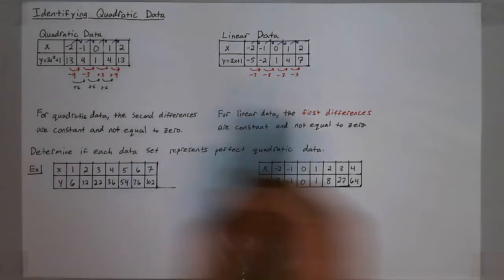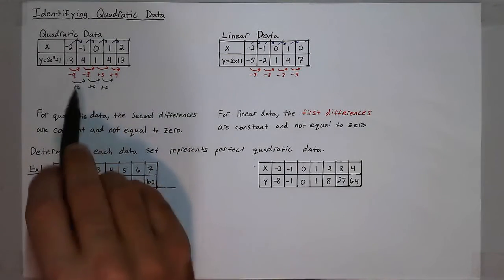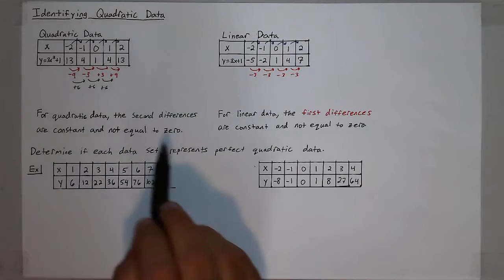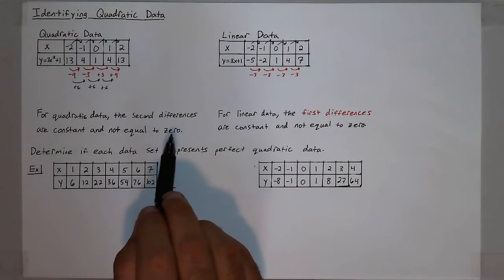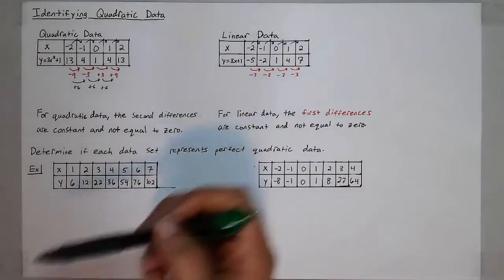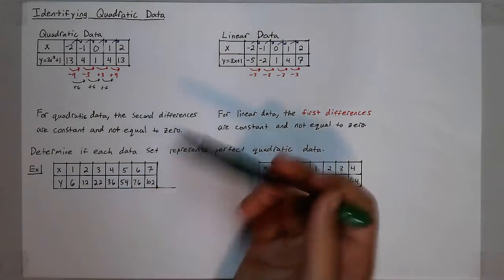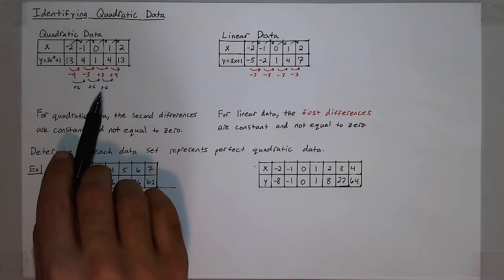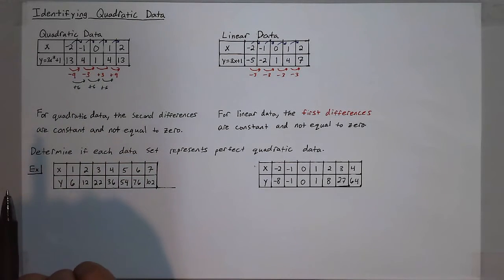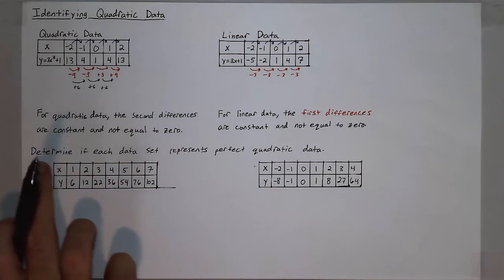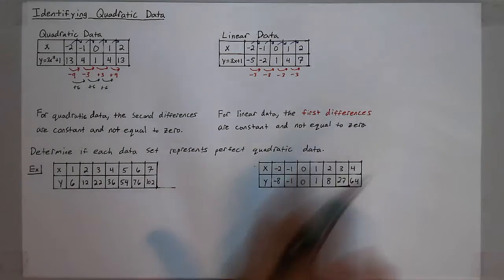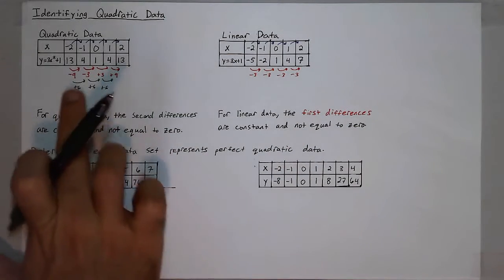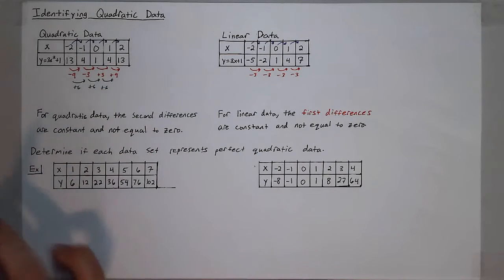So first differences are when you do it the first time, and you can do it as many times as you'd like, but it can't be equal to zero. Once they're constant and equal to zero, you're actually in a different realm of what that could mean. So as soon as you get them constant and not equal to zero, you can identify what type of data you're dealing with. So down here, let's determine if each data represents perfect quadratic data. Again, if the second differences are constant, it's perfect quadratic data. If they're close to constant, then it's probably quadratic data, but not perfect.